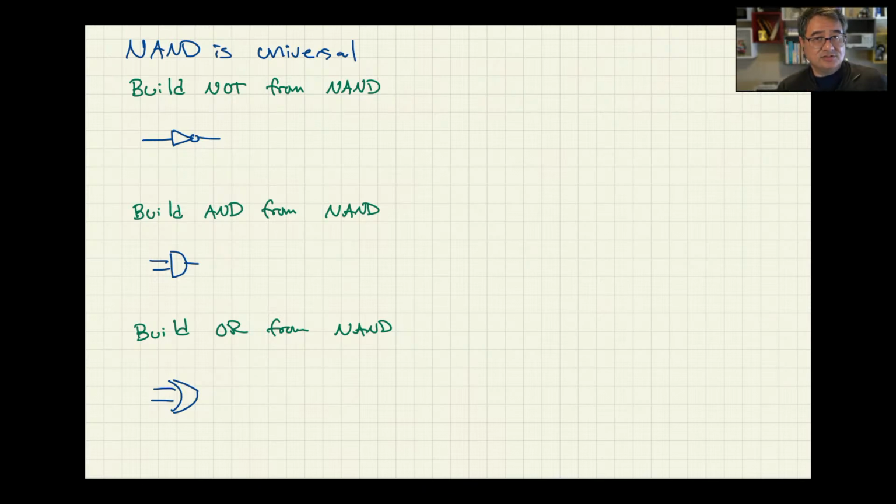So what we have to do is show that you can use NAND to build just these things here. So for the NOT, what we want to do is build it so that if you input a 0, you get a 1. If you put a 1, you get a 0. So let's look at the truth table for NAND.